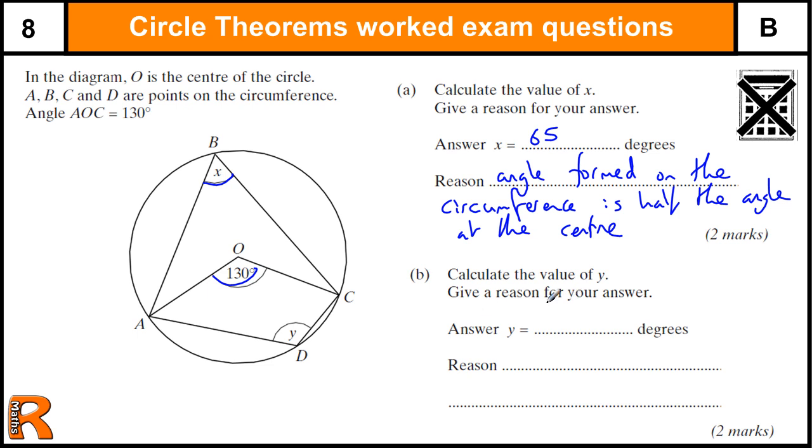Calculate the value of y, give a reason for your answer. So this y value here, it might be tempting to think this is a cyclic quadrilateral, but this isn't on the circumference, but x is on the circumference, so this whole shape is a cyclic quadrilateral. So those opposite angles there, x and y, they add up to 180. So y is going to be 180 minus 65, which is 115.